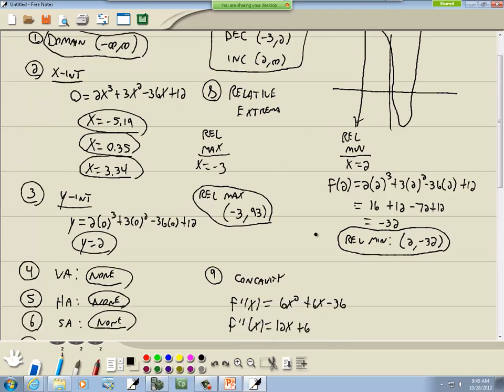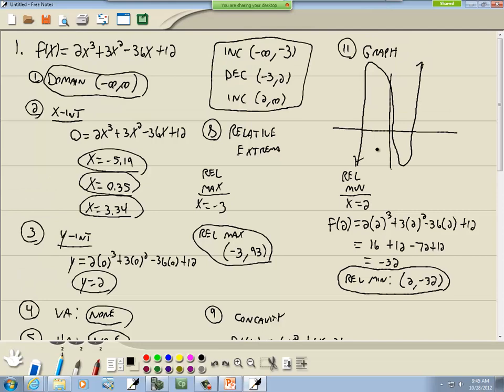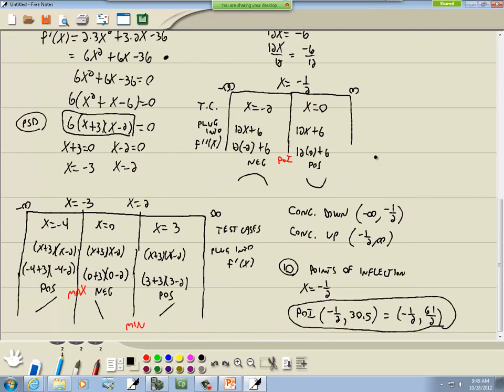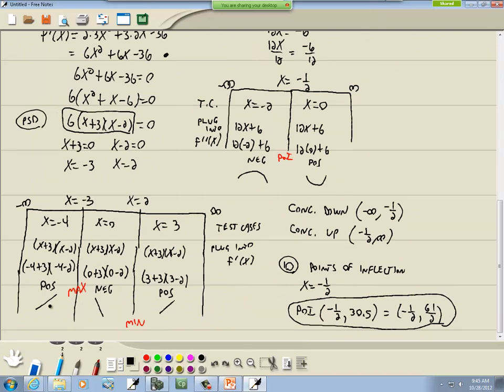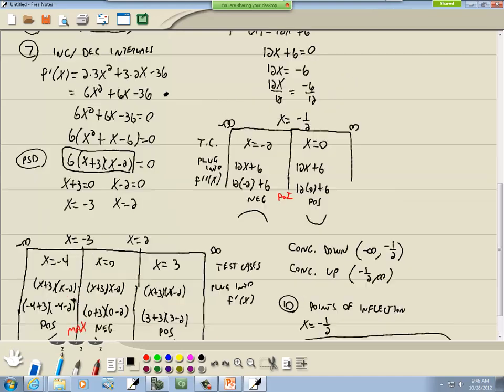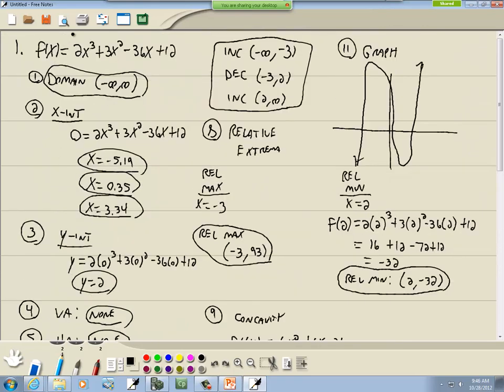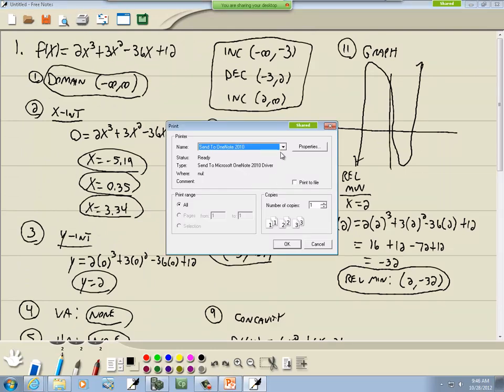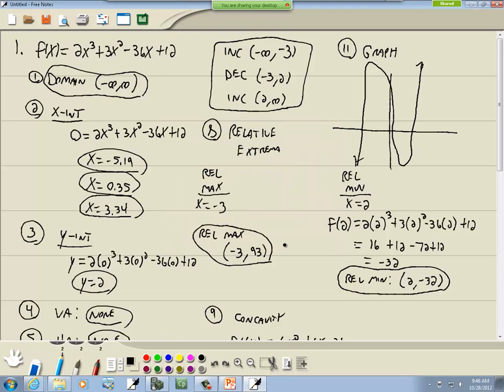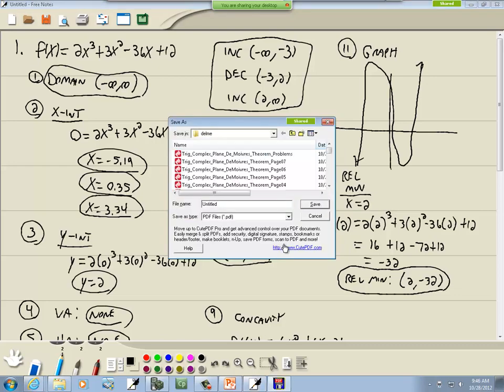Now we could also use our leading coefficient test to tell what it's doing. Leading coefficient test isn't as important in these. It's more important maybe in college algebra. The reason why is because it tells us the increasing, decreasing. So we know what it's doing, so we don't need to use that table. Let me save that, and we'll look at the next problem.